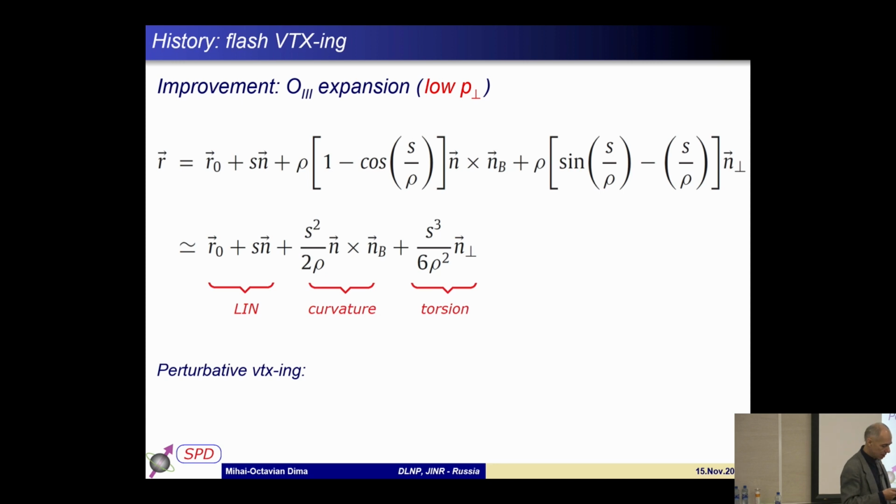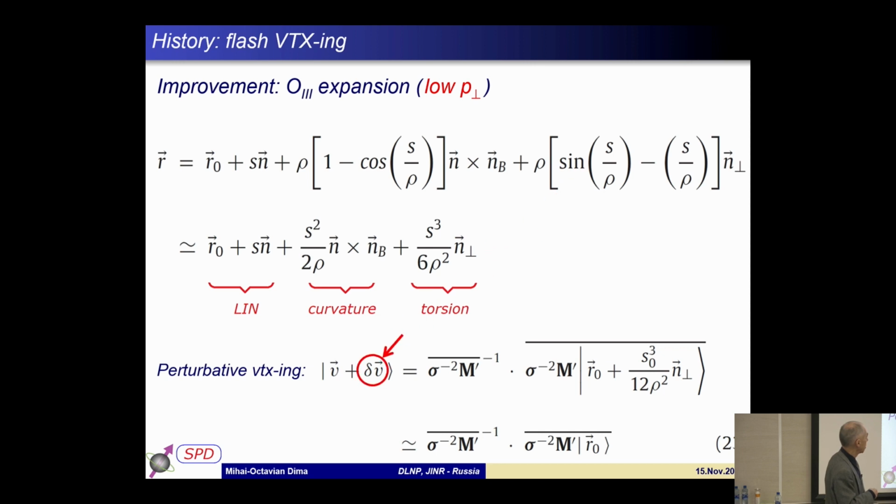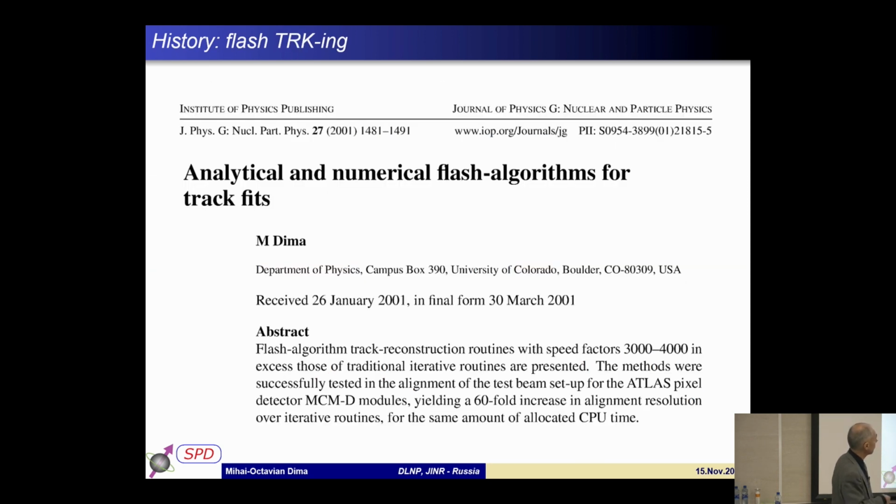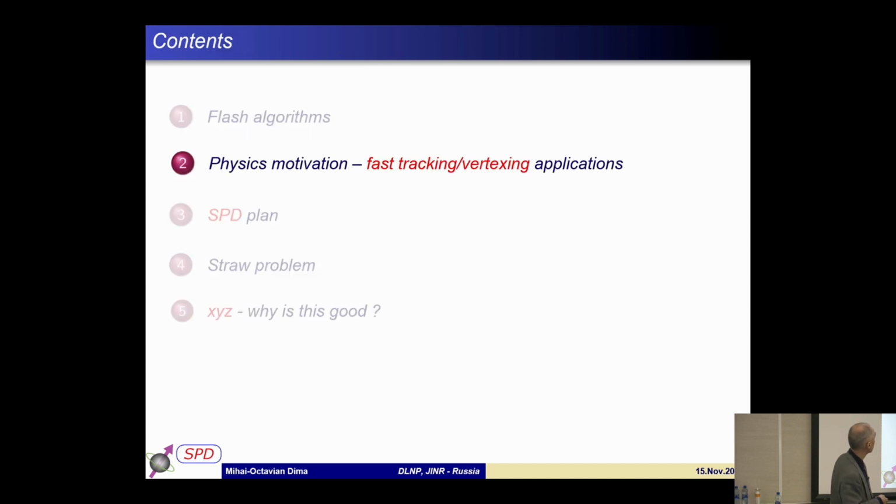And when you do vertexing, you have a linear solution for this type of tracks. And you can perturbatively move the vertex to a new position by adding a correction that corresponds to these terms here. And then you get an algorithmic solution, a fast solution. This I published here. And for track fits, that's another paper I published.